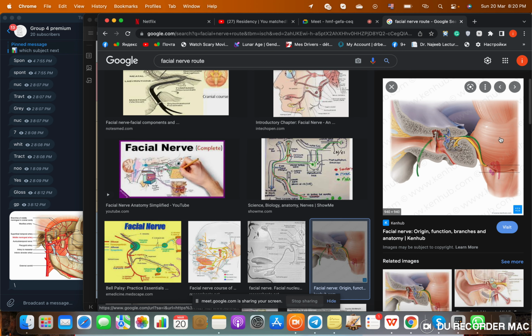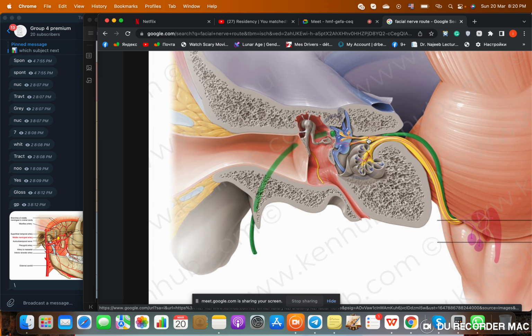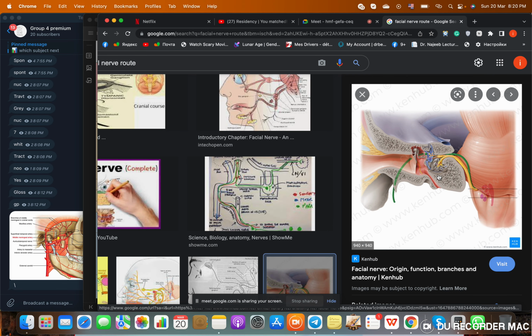Let's take a look. So now it has entered through the internal acoustic meatus, which is right here, right? I'm speaking about the green nerve. The green nerve is the facial nerve. So after it goes through this, it's going to keep going and go to the superior lateral wall of the middle ear. This is the middle ear. This is the superior lateral wall of the middle ear. It will burst through it and then go to the posterior wall of the middle ear, and then it will go down into the stylomastoid foramen. Okay? The stylomastoid foramen is going to give divisions.